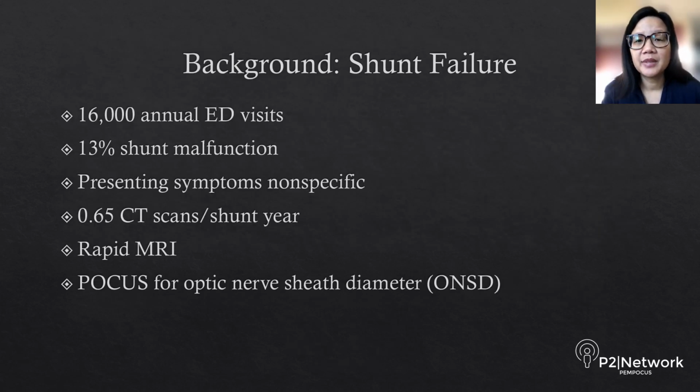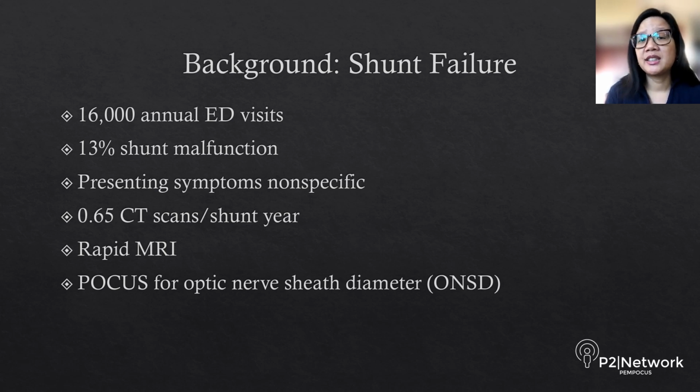Some background: there are about 16,000 visits annually to the emergency department for children with VP shunts who present with concerns for shunt failure. About 13% of these patients actually have shunt malfunction, defined as requiring surgical revision. This can be a difficult diagnosis because presenting symptoms are often nonspecific. Symptoms like headache, fatigue, poor feeding, nausea, and vomiting overlap with non-shunt related diagnoses such as viral illnesses.